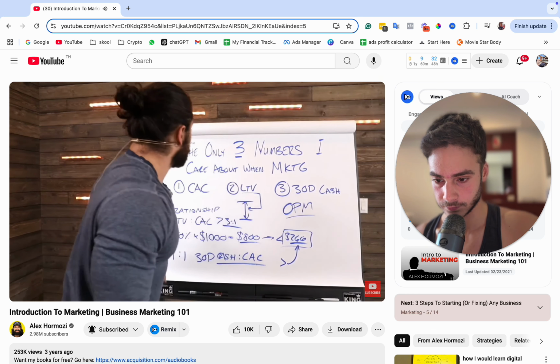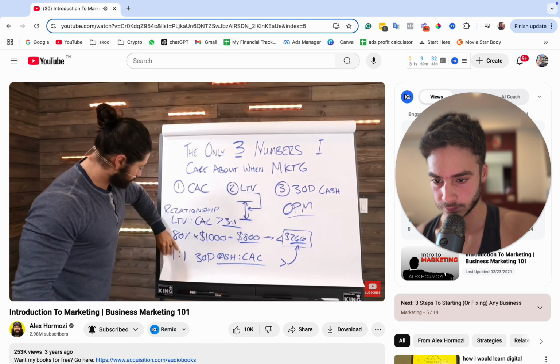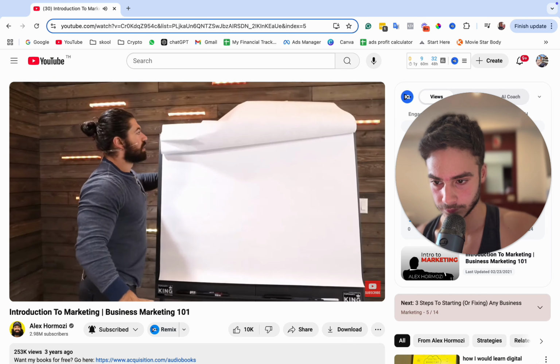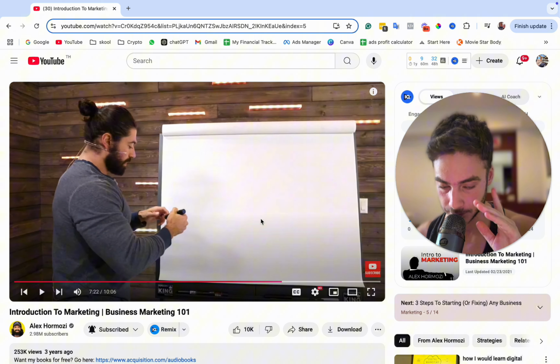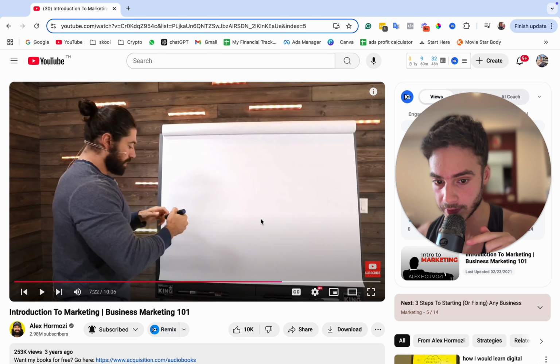This is what it looks like visually. Again, as he summarized it, 3 to 1 on the LTV. So lifetime gross profit needs to be 3 times bigger than the amount that we invested in the CPA, the cost per acquisition. So our cost per acquisition needs to be a third of what our lifetime gross profit is from the customers that we acquire.